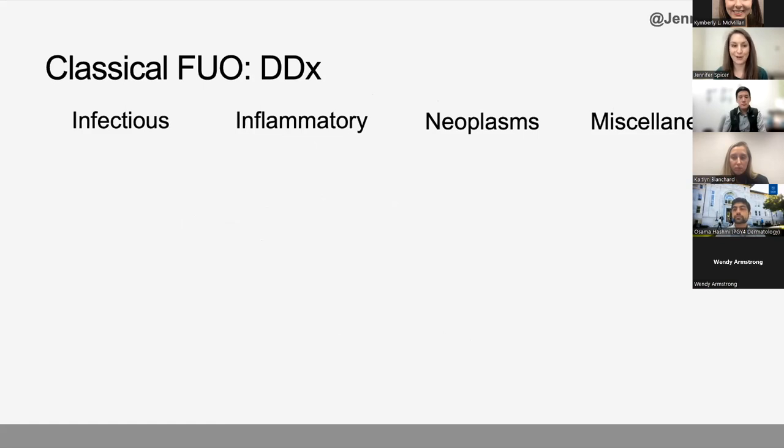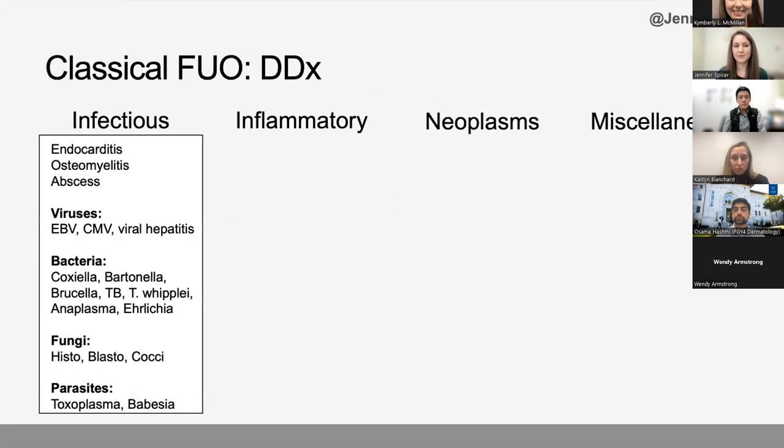First, we think about infectious etiologies, which is what my expertise is in. Syndromes that we tend to see are things like endocarditis, osteomyelitis, or abscesses, especially intra-abdominal abscesses like this patient has. Unfortunately, that's not a final diagnosis, and we have to think about what is causing those abscesses. There are different viruses that can cause an FUO: EBV, CMV, and viral hepatitis, which would be a little unusual in this case based on the hepatosplenic lesions.